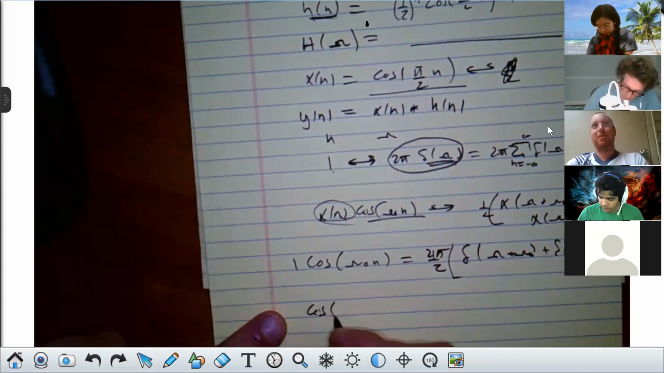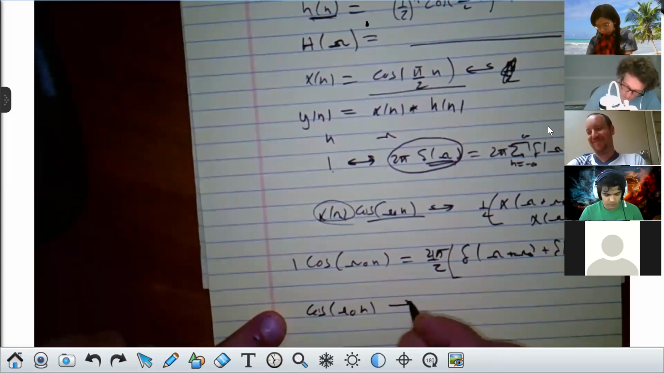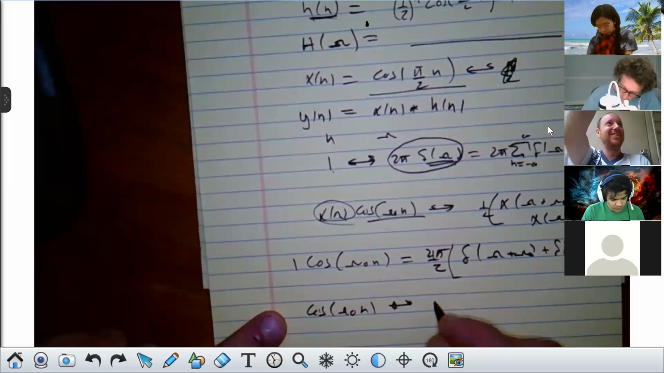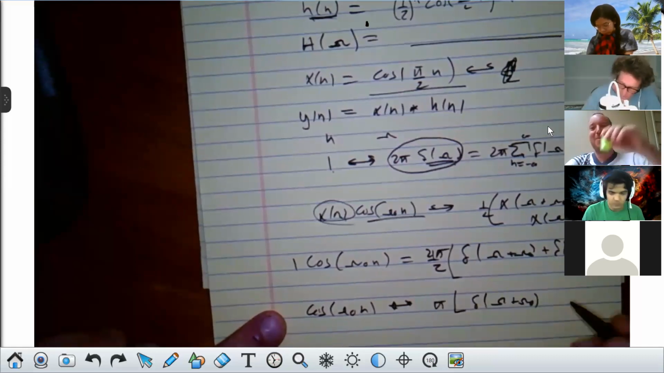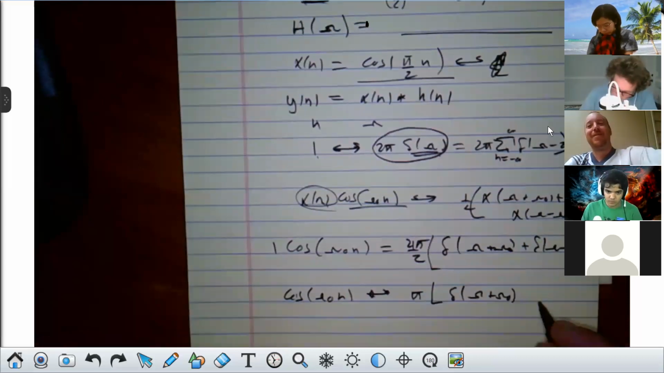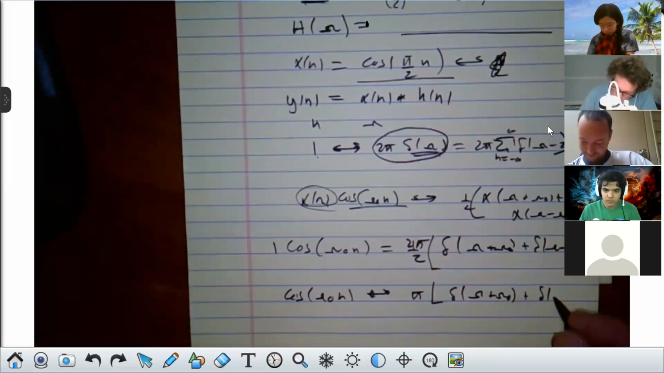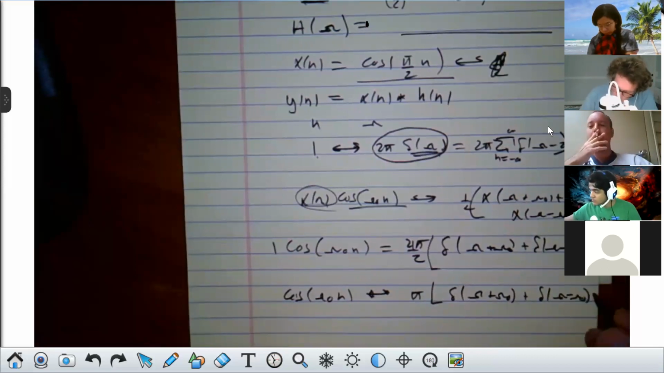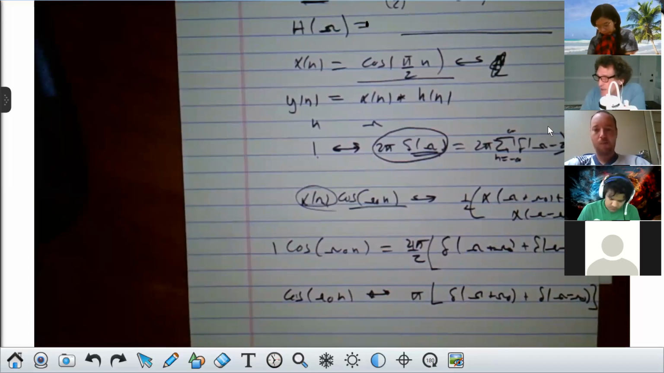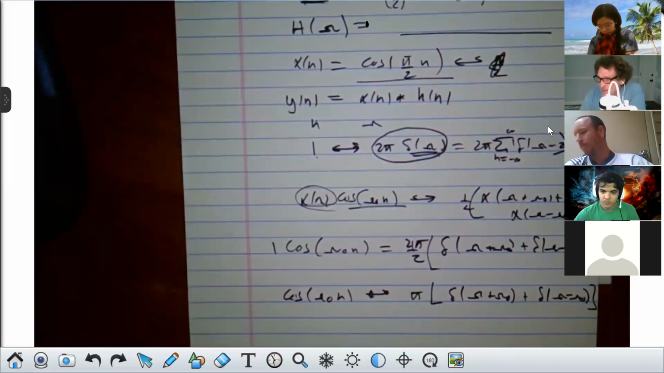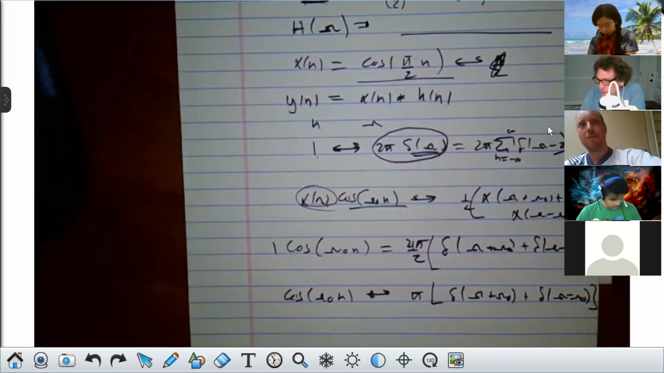And this is in the book: cosine of omega naught n simply goes to pi times delta of omega plus omega naught, the same as the continuous-time Fourier transform, plus delta of omega minus omega naught. Everybody agree with that? Making sure you all see it. If I'm talking a little fast, it's because I want to get to something besides this. But are you okay with this? Does anybody have any more questions about what we've done so far?